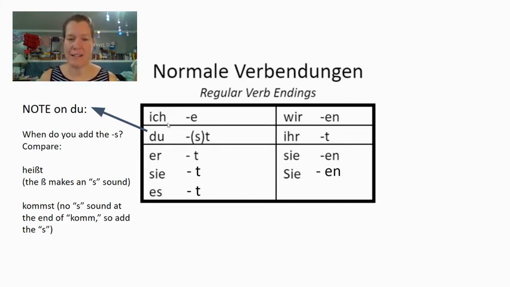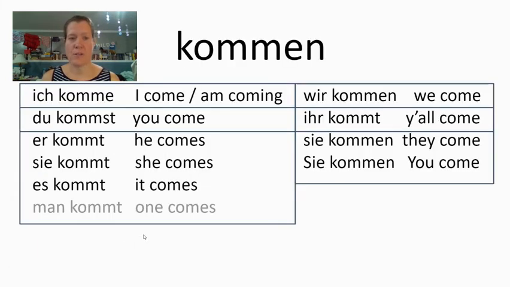Okay, it's just when the stem of the verb we're working with has an S sound at the end that you don't add the S. All right, regular verb endings. So there's kommen with all of the endings, and there's the English next to it too, by the way. I come, ich komme, or I'm coming. They just say ich komme.